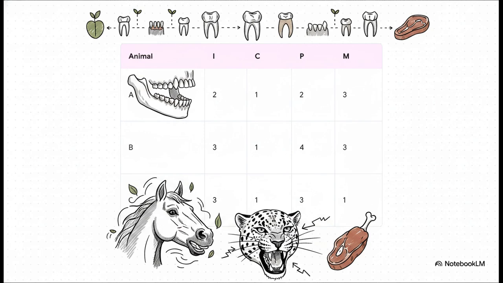Looking at animal A, we see that familiar 2-1-2-3 pattern in the upper and lower halves, which we just established is a human. But look at animal B. It has 3 incisors, 1 canine, 4 premolars, and 3 molars in those quadrants. That heavy, massive emphasis on premolars and molars points to an animal that needs to do a staggering amount of grinding. That is our herbivore, the horse. Contrast that with animal C, which only has a single molar per quadrant. It doesn't need a huge row of grinders for plants. It needs teeth to slice meat. So that's our carnivore, the leopard.